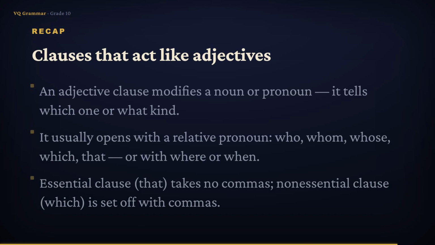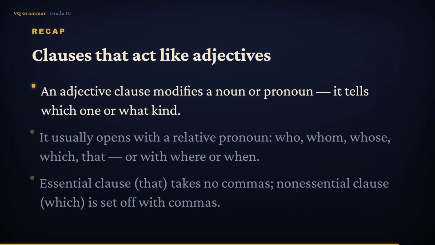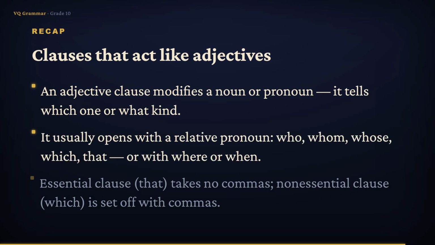Let's gather it all up. An adjective clause is a subordinate clause that modifies a noun or a pronoun, and it tells you which one or what kind. The same job a single adjective does. It usually opens with a relative pronoun, who, whom, whose, which, or that. And it can also open with where or when. Sometimes that pronoun is dropped altogether, but the clause is still there.